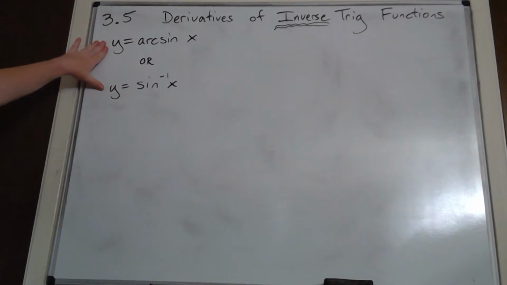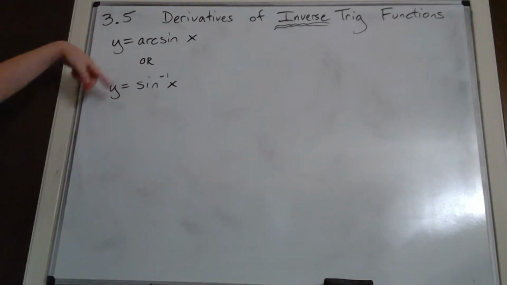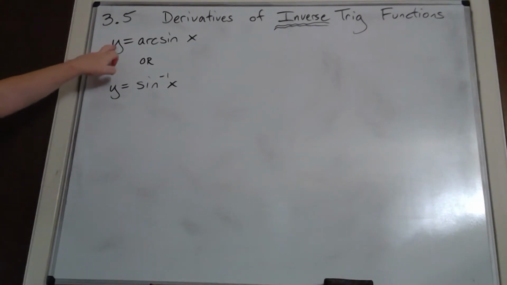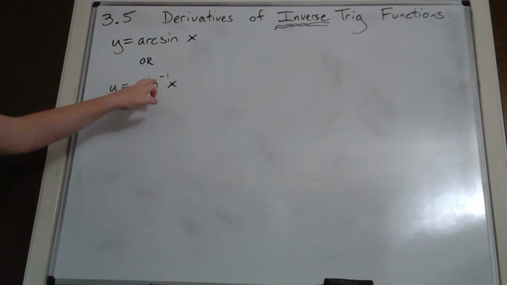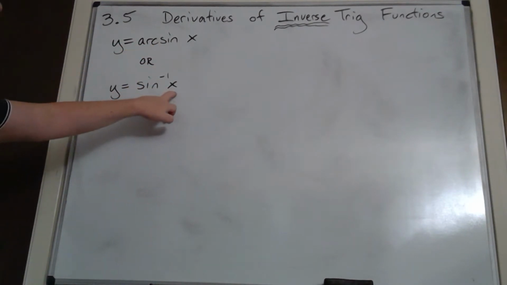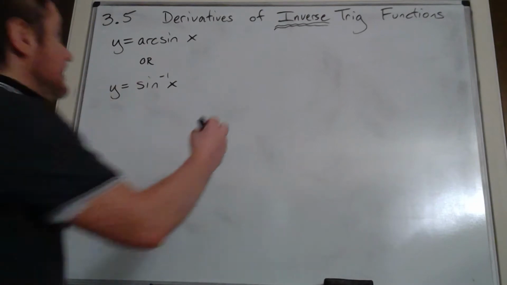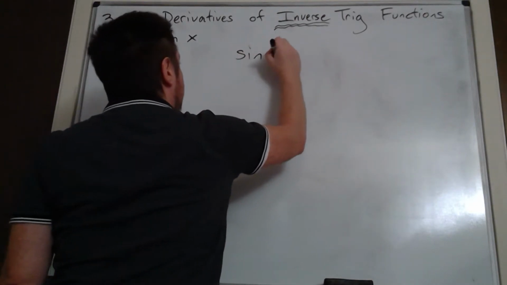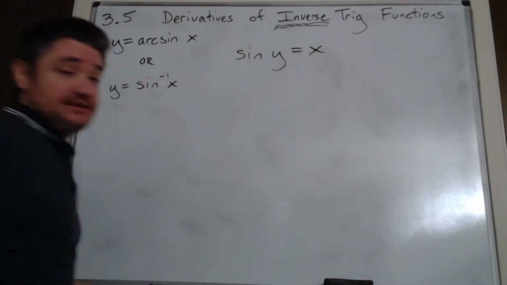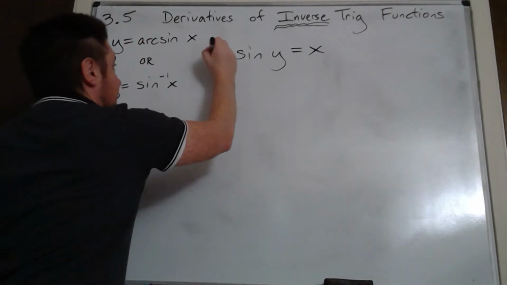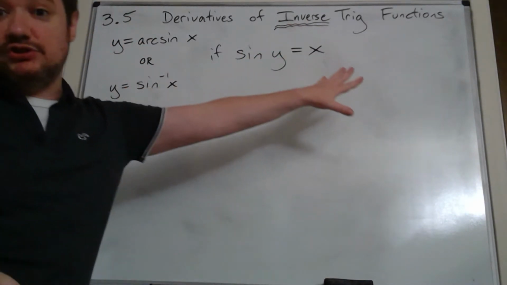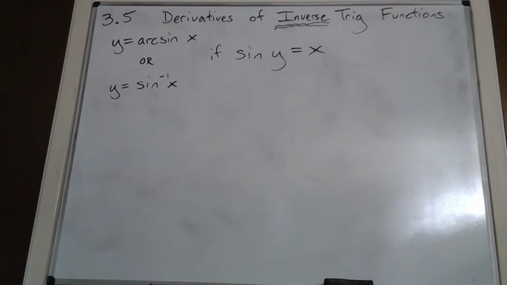First of all, what do these things mean? These two notations mean the same thing. If we see y equals arc sine of x, or the inverse sine of x, as I read it, that means that sine of y is equal to x. This is true if that is true, and then there are a couple of restrictions on that. What does that mean?